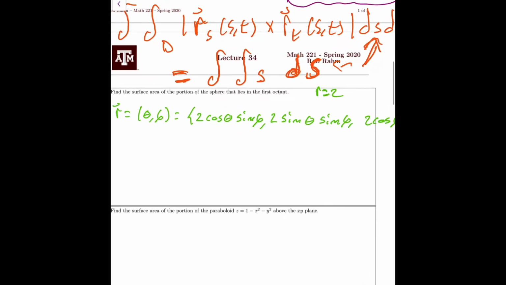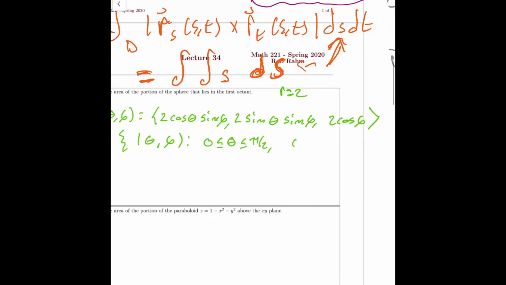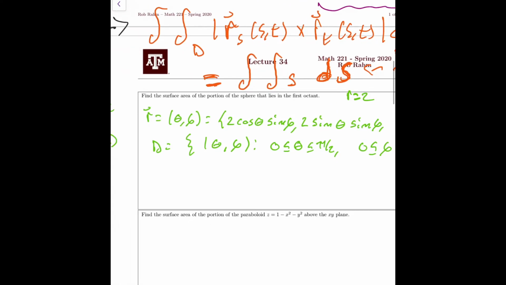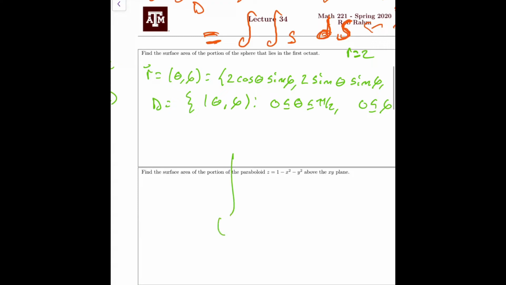And then what is the parameter domain? Well, we know that theta goes from 0 to pi over 2, and so does phi. Phi goes from 0 to pi over 2. Clearly, I should have given myself more room. I'm probably going to have to come down here a little bit.